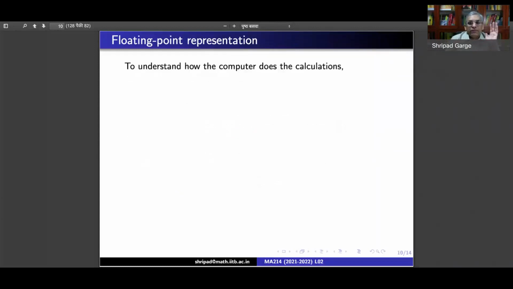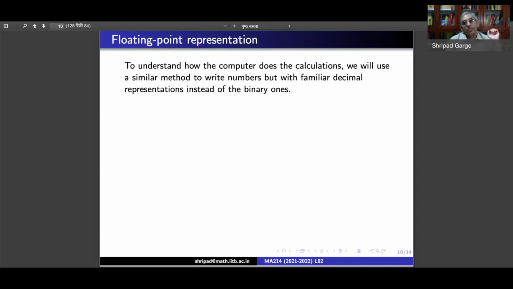And if we want to understand how a computer does these calculations, we will mimic the calculations that the computer does, but with our familiar way of using decimal representations instead of the binary ones. So we are going to do calculations in a similar way as a computer would, but instead of binary representations, we will use decimal expansions. We will use numbers of the form plus or minus 0.d1 d2 ... dk times 10 power n.